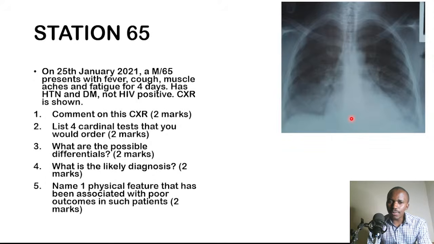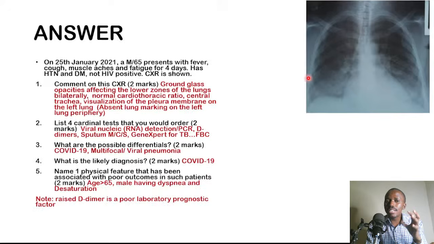What are the possible differentials? What is the most likely diagnosis? Name 1 physical feature that is associated with poor prognosis in these patients. So if you can see this x-ray here, it's as if it's a bit hazy. You can see there's something going on here. At the same time, you can still see the lung. So you call this hazy-like appearance what is known as your ground glass appearance.